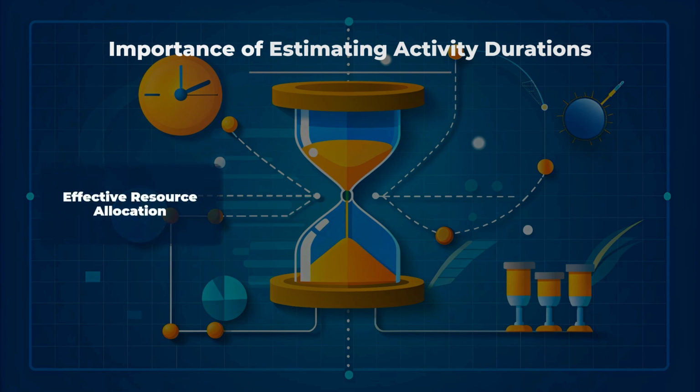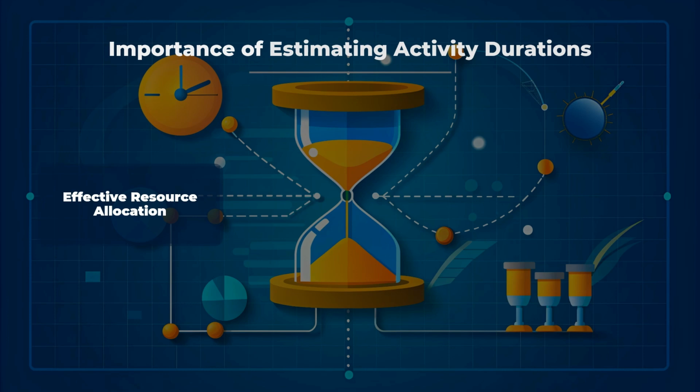The first reason why estimating activity durations is important is that it allows for effective resource allocation. Resource allocation: estimating activity durations helps project managers plan and allocate resources, such as time, personnel, and equipment, efficiently. Clarifies workload: knowing how long each activity will take clarifies the workload and helps avoid resource overloading or underutilization. Optimizes scheduling: with accurate duration estimates, project managers can create realistic schedules that optimize resource use and avoid bottlenecks.